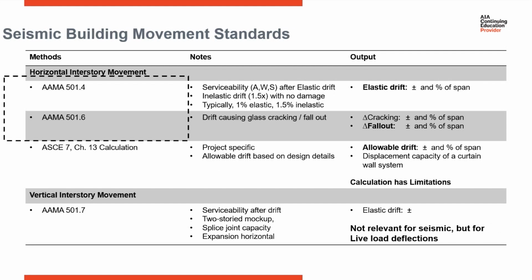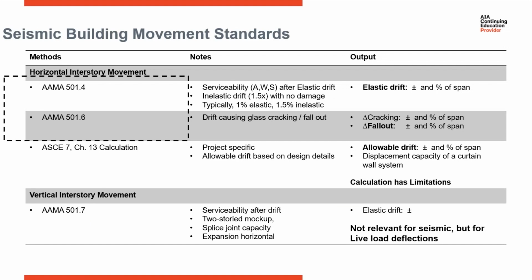This is just a quick recap of the seismic building movement standards. For horizontal movement, you have AAMA 501.4, which deals with serviceability after elastic drift. So again, you're doing air, water, and structural testing after the elastic drift and looking for visible damage after your inelastic 1.5% drift. Then you have AAMA 501.6, which is the drift causing glass cracking and glass fallout.